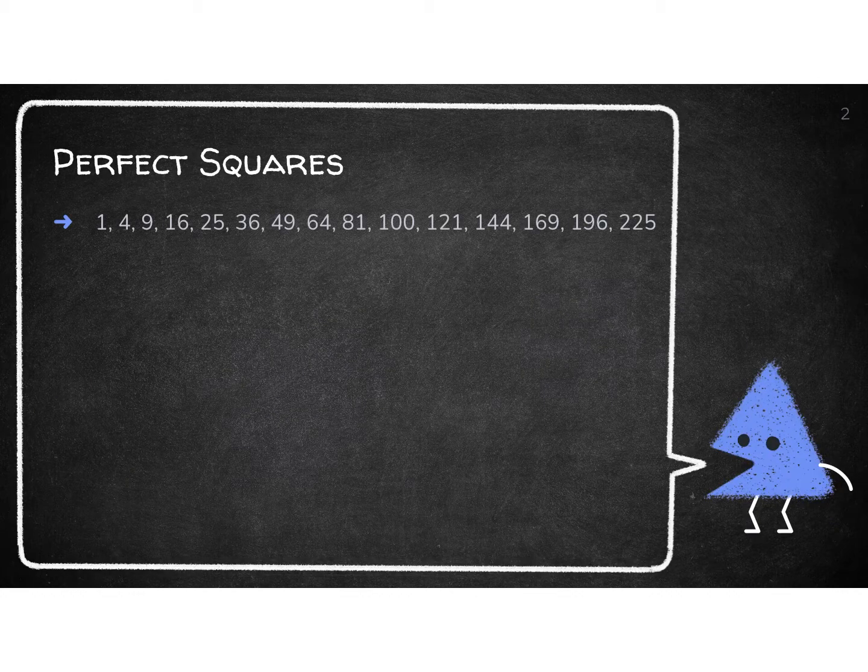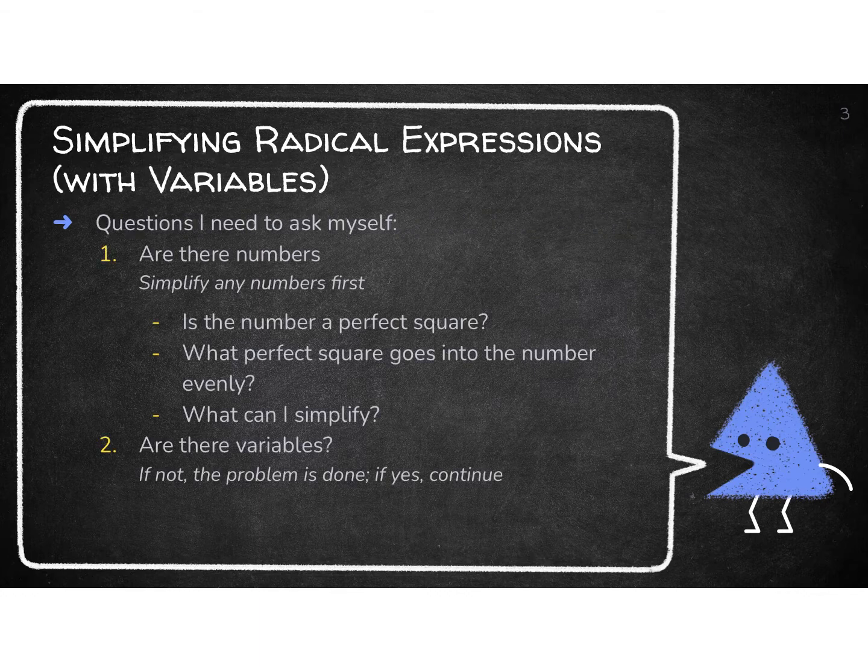So remember your perfect squares. These are going to be those numbers that you need to memorize. 1 times 1 is 1, 2 times 2 is 4, 3 times 3 is 9, 4 times 4 is 16, so on and so forth. So you don't actually have to memorize them as much as know how to find them. But we're going to use those numbers again today.